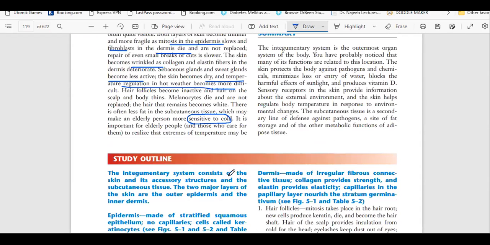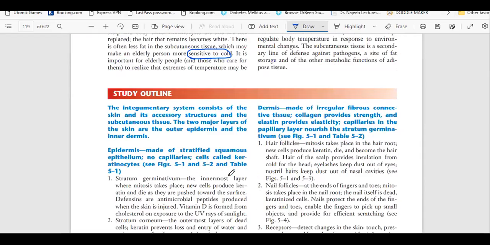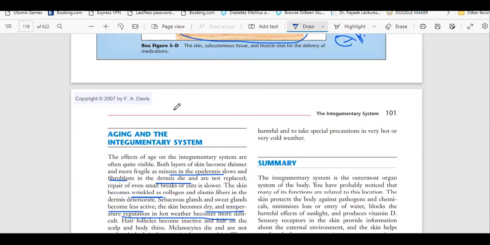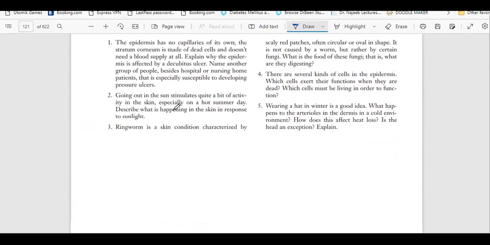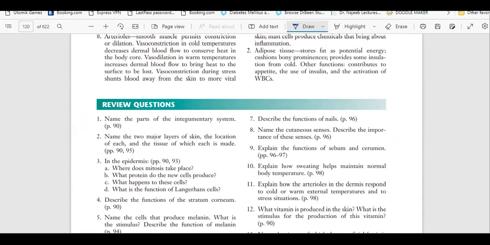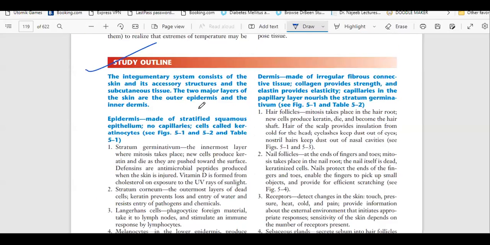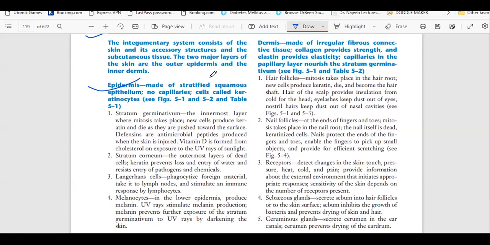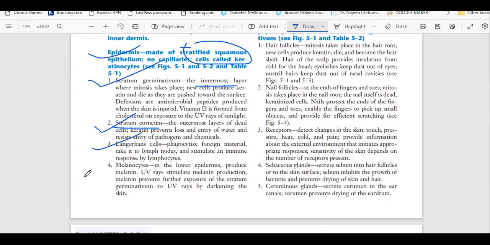So basically, this is all about the integumentary system. We have completed our topic, the integumentary system. Here we have the outline of this chapter. We studied the epidermis. It has two layers. Basically, it is made up of stratified squamous epithelium, and it has stratum germinativum as the inner layer and stratum corneum as the outer layer, and it has Langerhans cells and melanocytes.